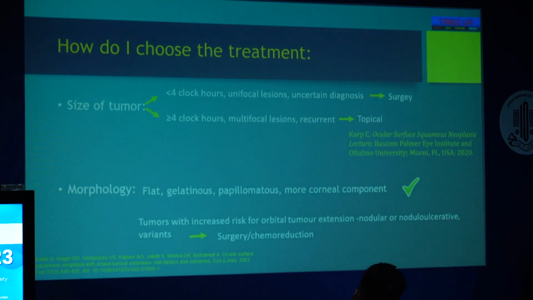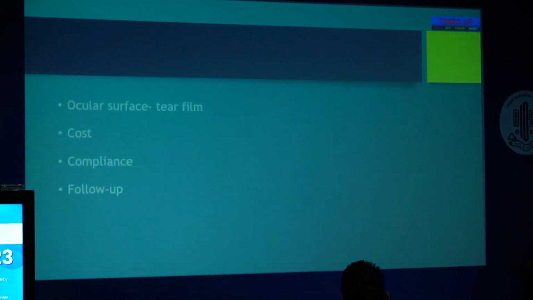If the tumor is flat, gelatinous, or if the tumor has more of a corneal component, I would go for topical therapy first. And if the tumor is nodular ulcerative, irrespective of the size, or if the tumor has a tendency of orbital extension, then go for surgery, or chemoreduction if the patient is unable to go for the surgery. Another factor to keep in mind during topical therapy is the ocular surface. If the surface is dry, never start mitomycin C or 5-FU. You can start interferon.